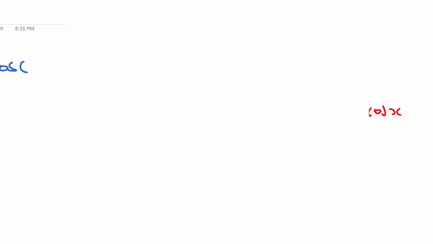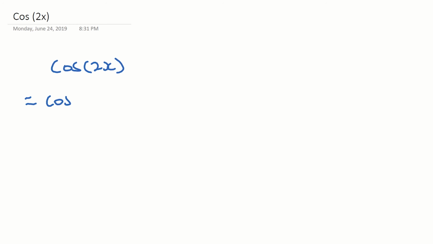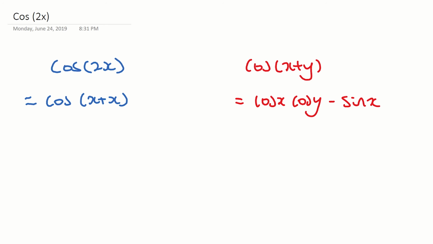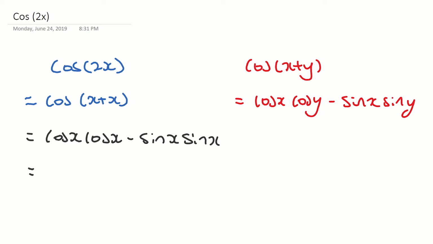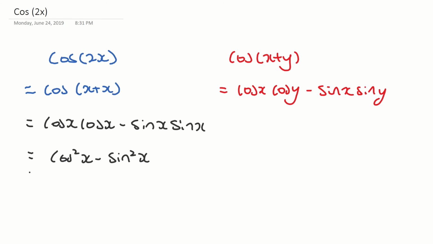Similarly, if we write cosine of 2x as cosine x plus x and expand using the compound angle expansion of cosine x plus y, which equals cosine of x cosine of y minus sine x sine y, we can see that cosine of x plus x equals cosine of x multiplied by cosine of x minus sine of x multiplied by sine of x. We collect our like terms, and therefore cosine of 2x equals cosine square of x minus sine square of x. Now we know cosine 2x equals cosine square of x minus sine square of x.